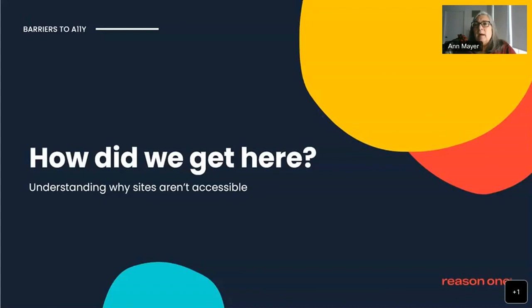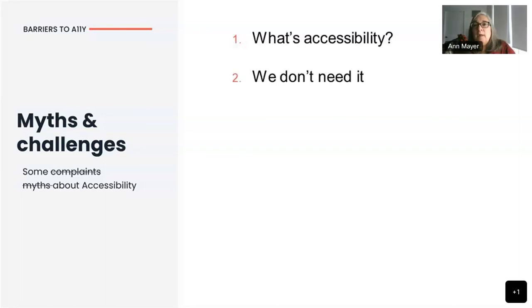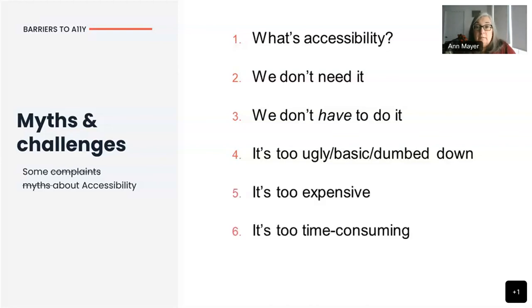So let's look at how we got here. We take a look at some of the reasons why sites aren't accessible. You may have heard some of these in your own organization. So here's a list of things that we've heard often. 1, what's accessibility? They've never even heard of it. We don't need it, usually because they think their sites are fine. We don't have to do it. That's usually said in the legal sense. It's too ugly or too basic or dumbed down if it's an accessible site. It's too expensive to do. It's too time consuming to do. It's too hard. So let's look at each of these.